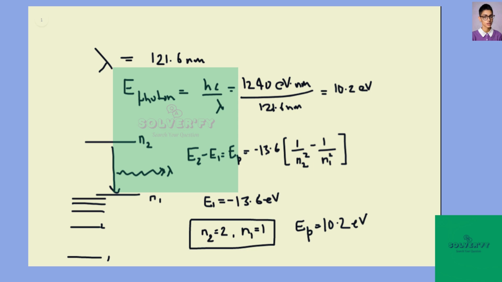And because it makes a transition to n equal to 1, it's a Lyman series. So all the transitions which ultimately land at n1 equal to 1 are always called Lyman series.